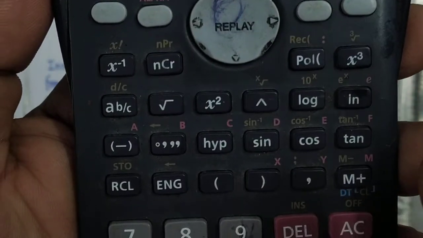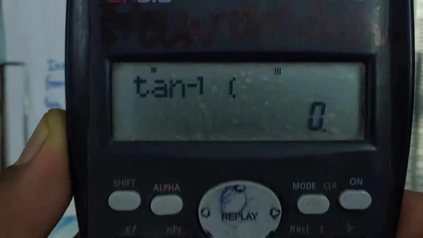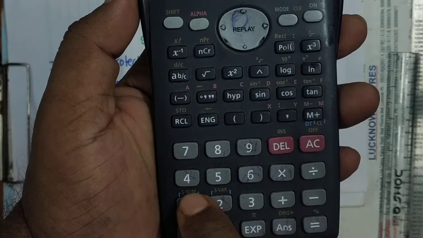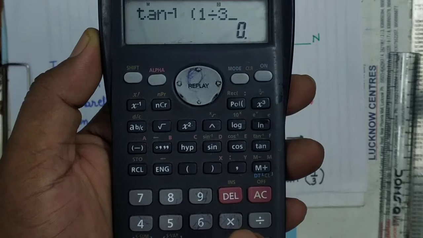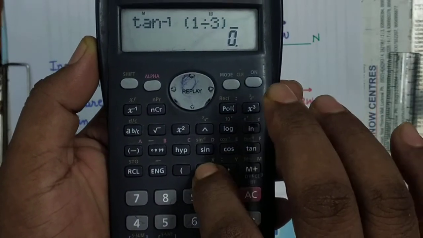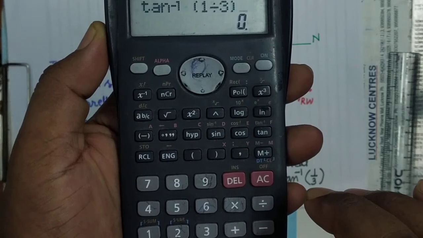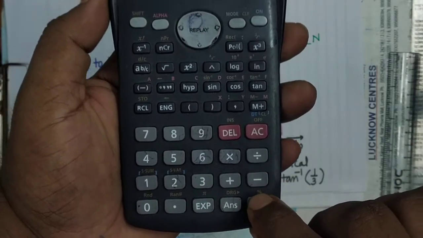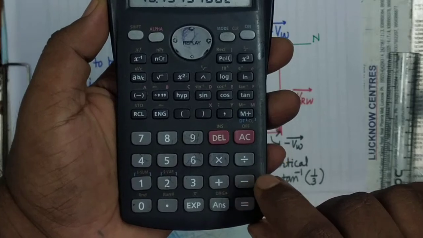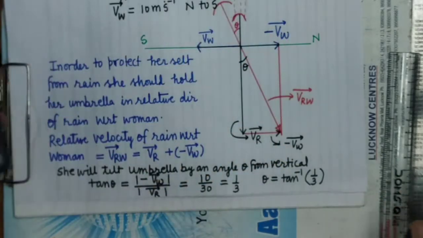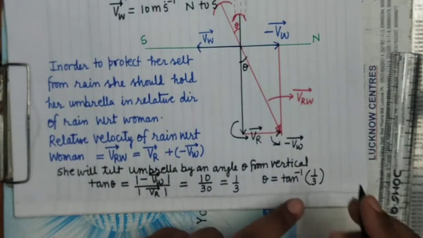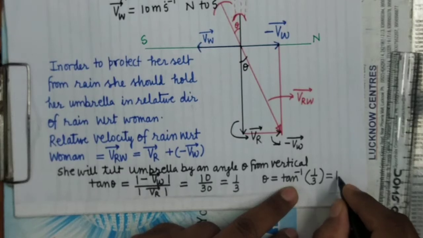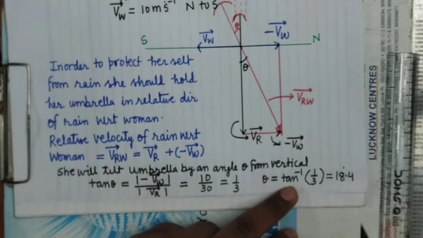Now you put the bracket. Then 1 divided by 3. Then close the bracket. Then you press the equal sign. So you will get 18.4 degree. This means, in order to protect herself from rain, she will tilt her umbrella by an angle of 18.4 degree from vertical.